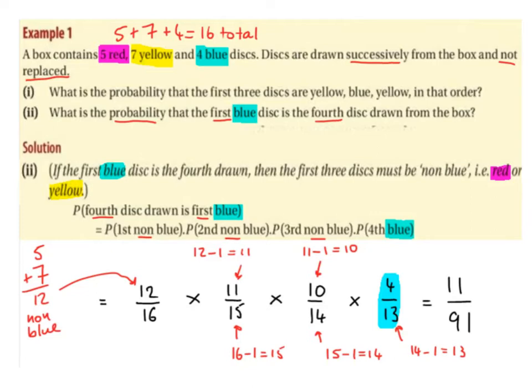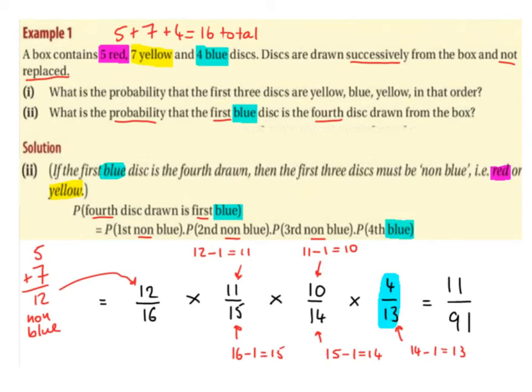And that's going to be multiplied by the probability that the fourth disc is blue. So there's 4 blue discs, so our numerator is 4, over a total of 13. So 14 take away 1 is 13. So remember, we took out this one, this one, this one, so we're left with 13. So times 4 over 13. So 12 over 16 times 11 over 15 times 10 over 14 times 4 over 13 is 11 over 91.